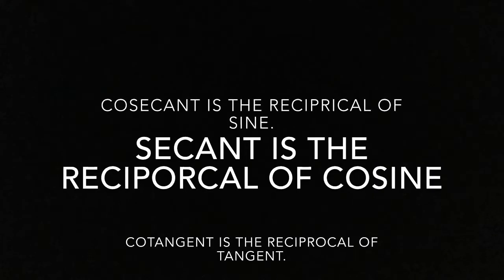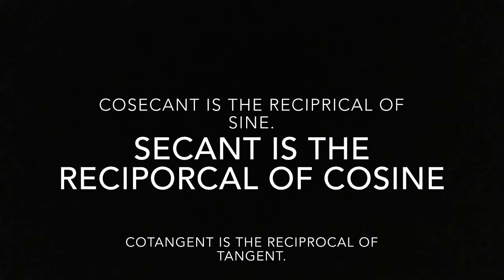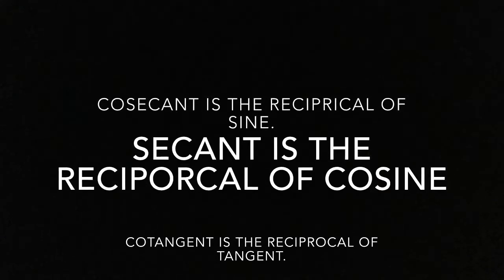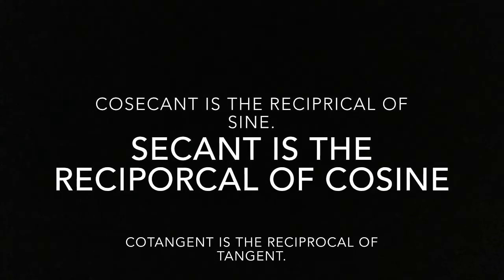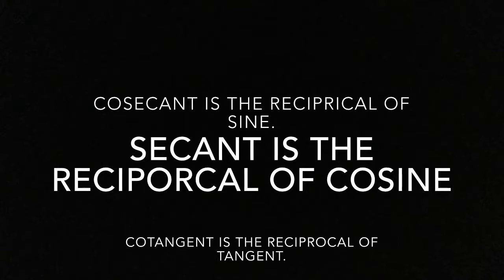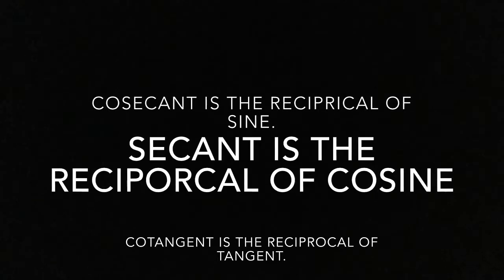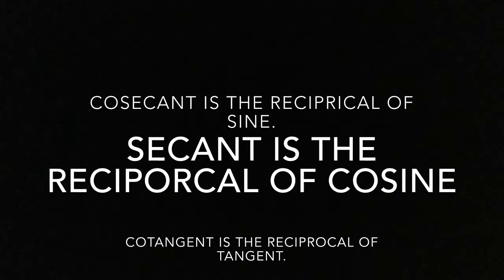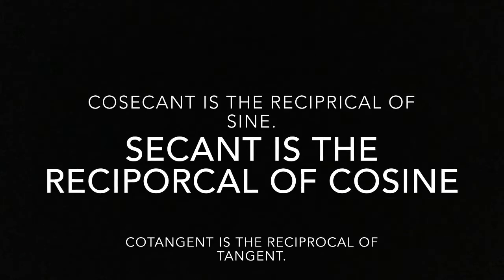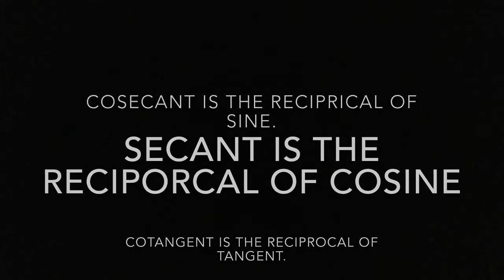So to start the video, we know that cosecant is a reciprocal of sine, secant is a reciprocal of cosine, and cotangent is the reciprocal of tangent. So we really don't just mention it in the video, but this is really the most important part, so enjoy the rest of the video.